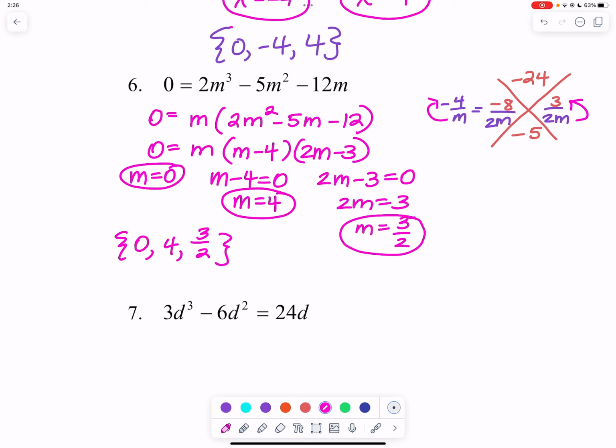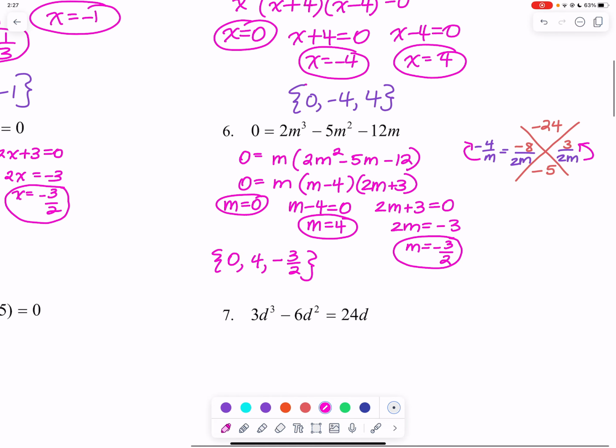I think this might be a 2m plus 3, yeah. You're probably wondering, not a bad mistake to make here, but definitely a mistake. And it was all correct written over there. So this would be a negative 3/2. Okay, very good.